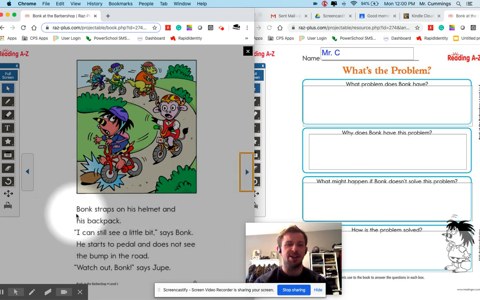Bonk straps on his helmet and his backpack. I can see a little bit, says Bonk. He starts to pedal and does not see the bump in the rope. Watch out, Bonk, says Jupe.